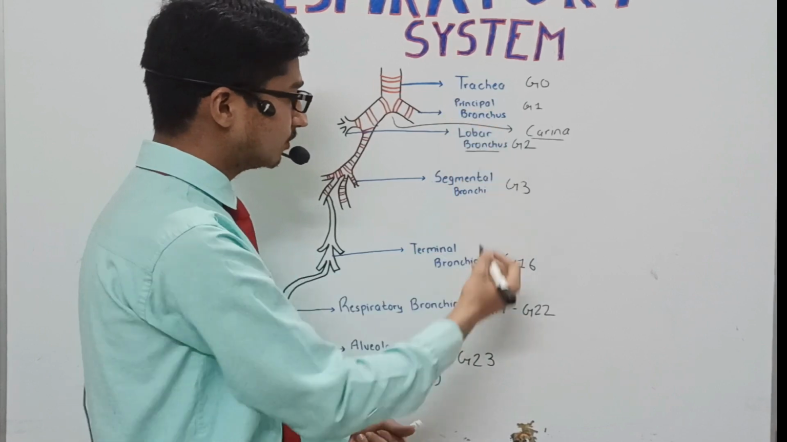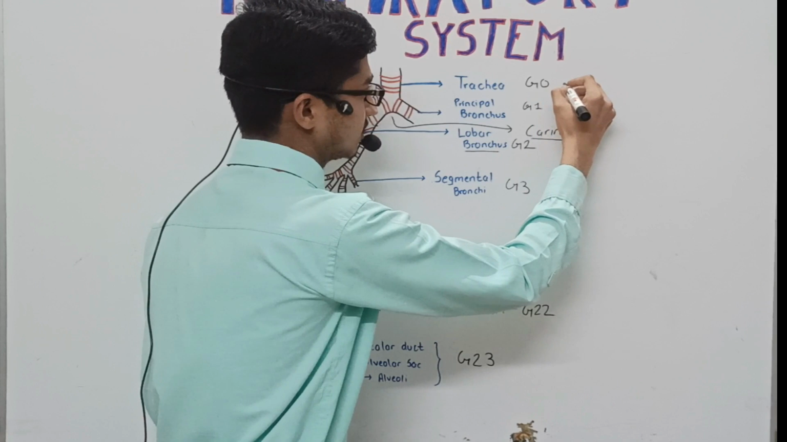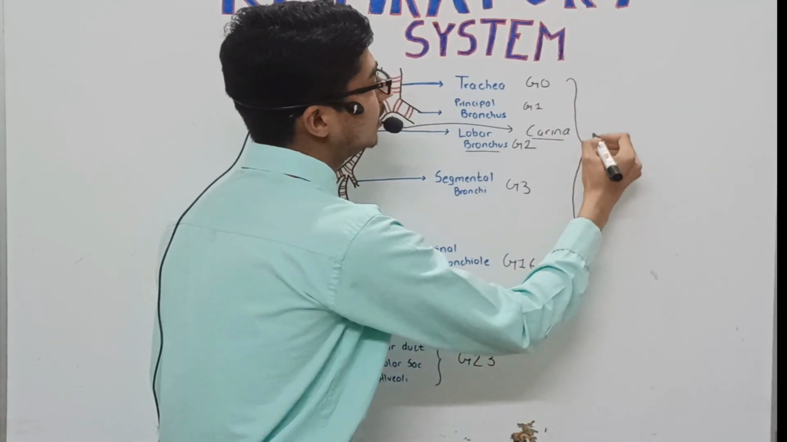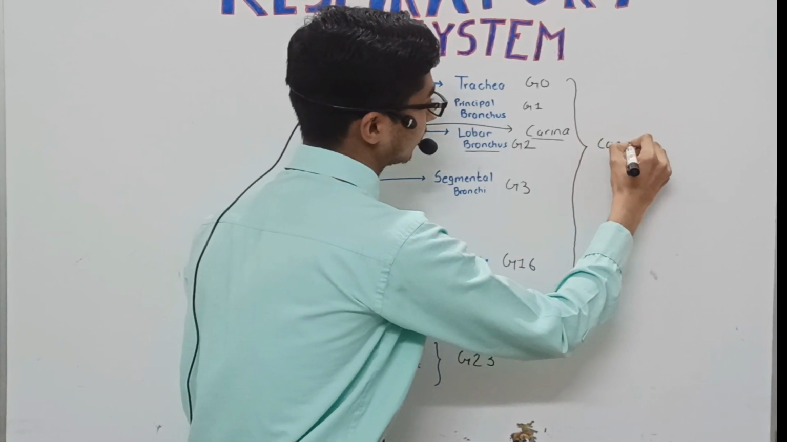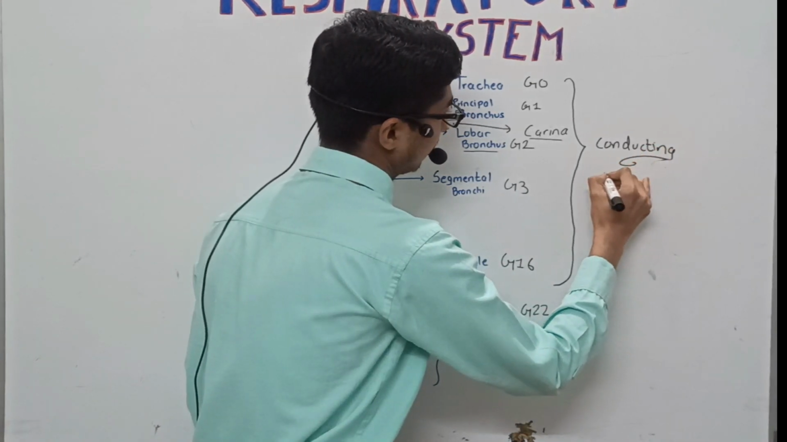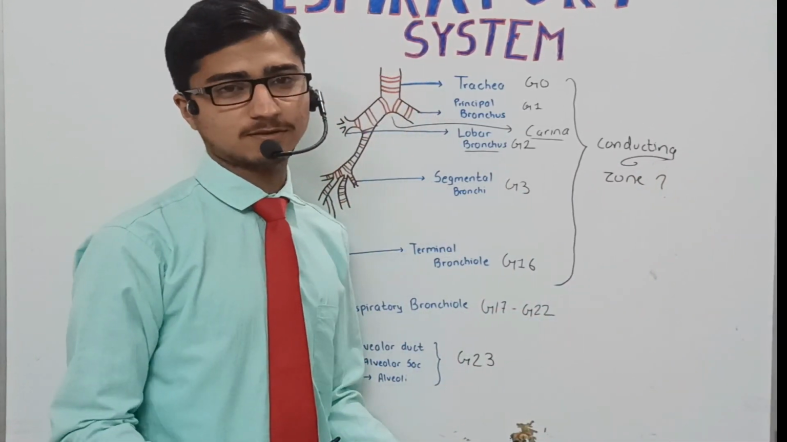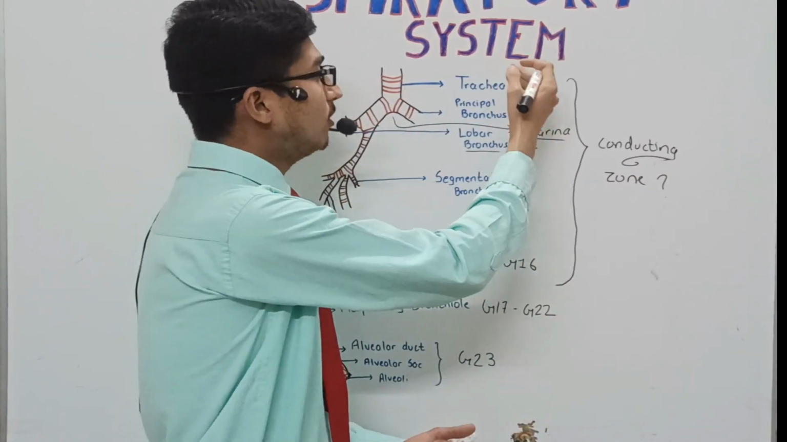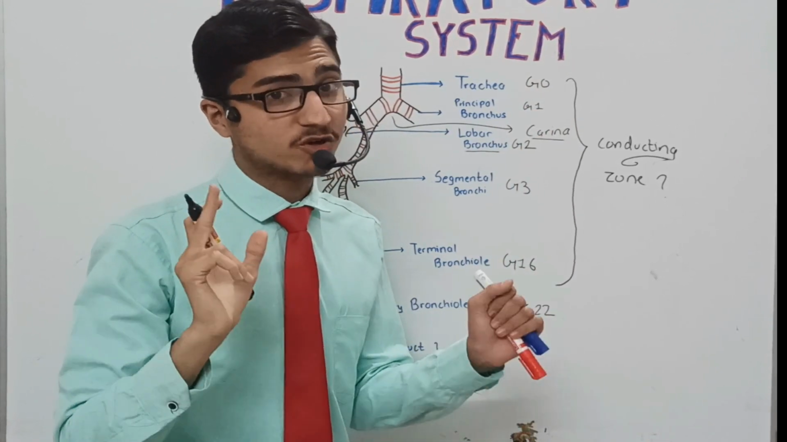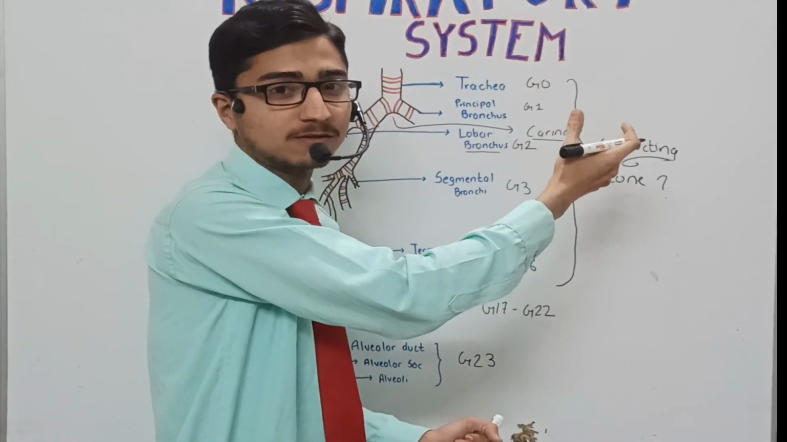So according to the generations and their functions, it is divided into two portions. Portion number 1, up to the terminal bronchiole, is known as the conducting zone. Now why is it known as the conducting zone? The reason is, from the trachea up to the terminal bronchiole, there is no exchange of gases. Just air comes in and moves out.